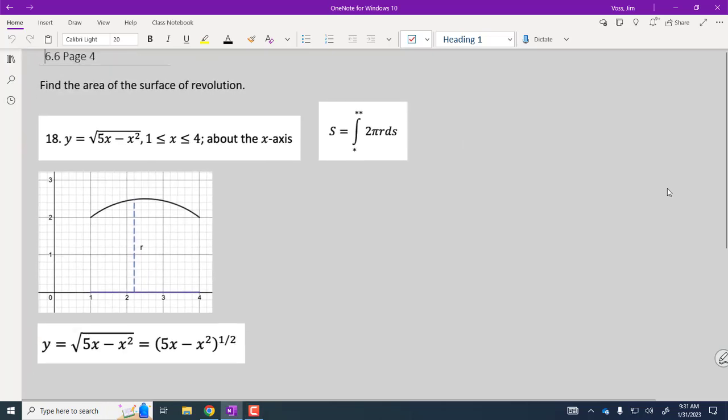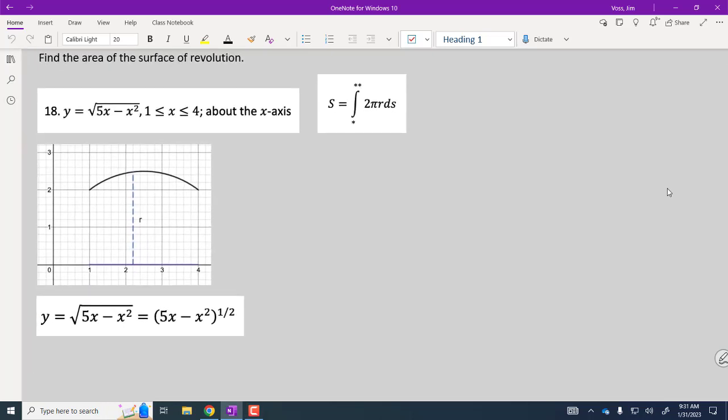So we are sitting at this slide here. We're going to rotate the curve that we have up there. The function is right here. It looks like it's part of a circle, a shifted circle. It doesn't really matter, but this is the equation for that arc right there, and we're told that we're going to look from 1 to 4.